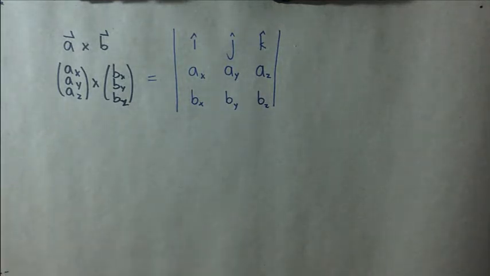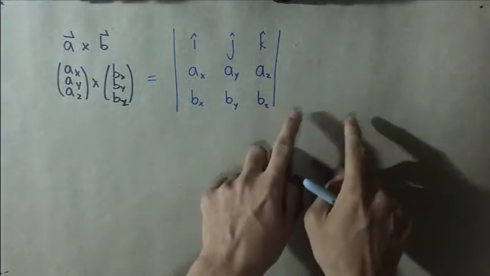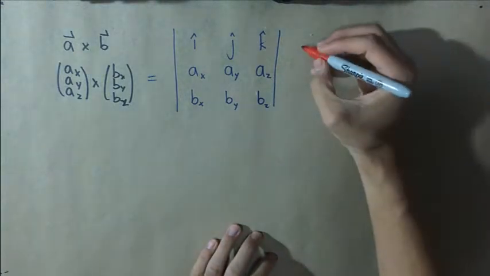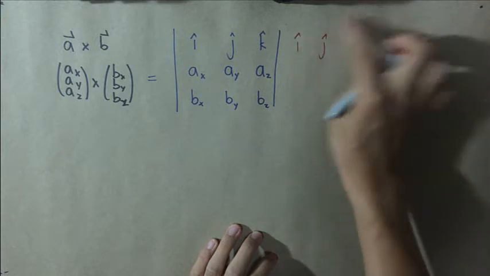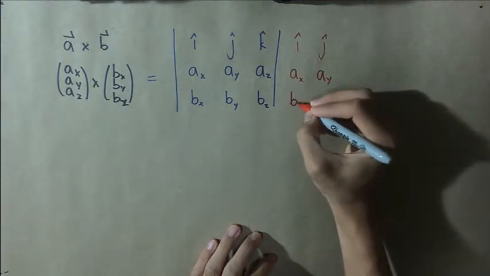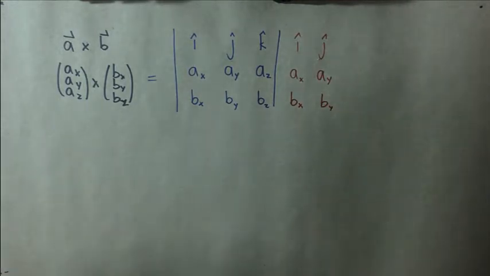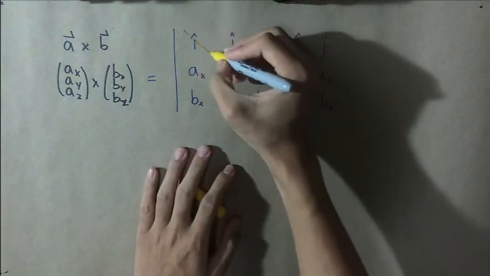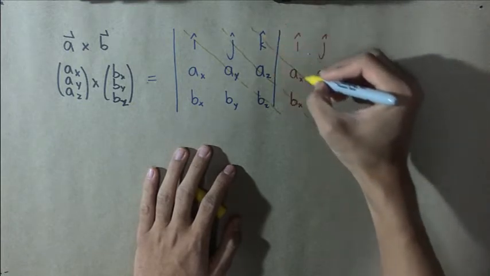This is a method which I found personally quite easy. What you do at first is you're going to rewrite these two rows out here. It's just for working out, so I'm going to rewrite it in red so you can see it. Unit vectors, and then AX, AY, BX, BY. This is just for notation, just to make life a lot easier. Then you draw diagonal lines like this, this line, and this line.